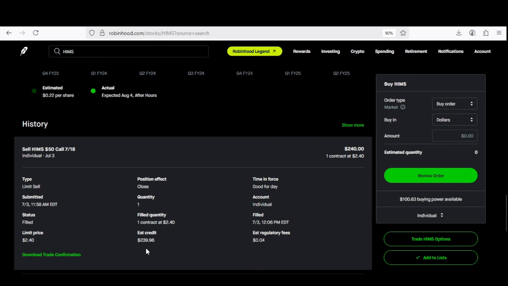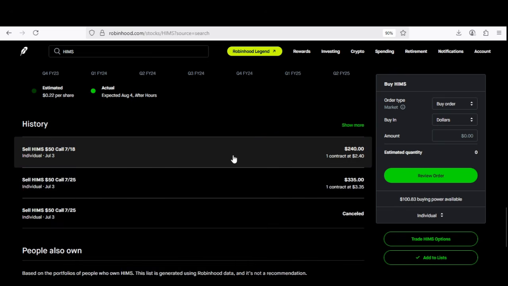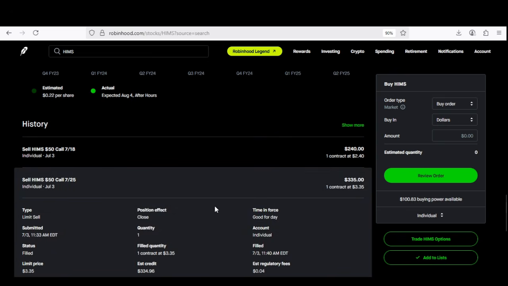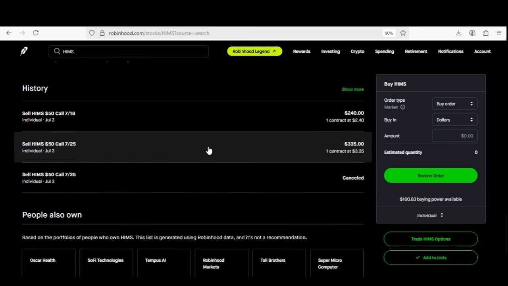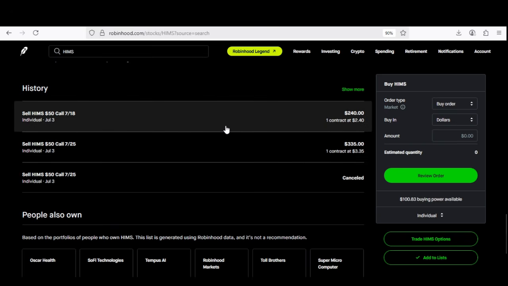So by closing this first one, the amount of credit I received was $240, as you can see here, with just 4 cents for regulatory fees right here. And then the next one, which was right below, I did go ahead and close that one as well for $335. So there you have it. That was 2 of my biggest trades for June.